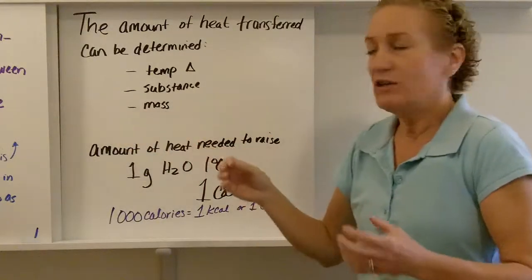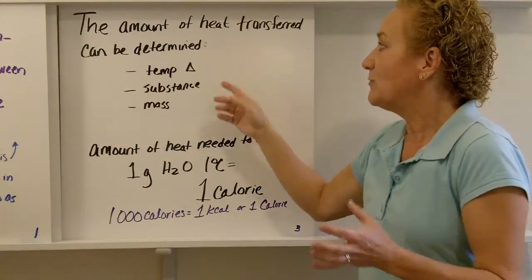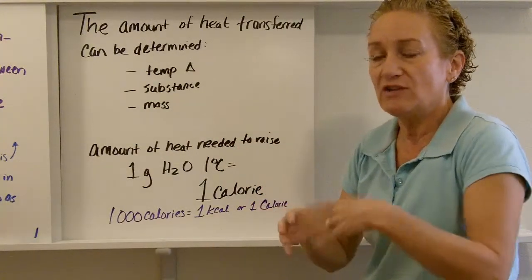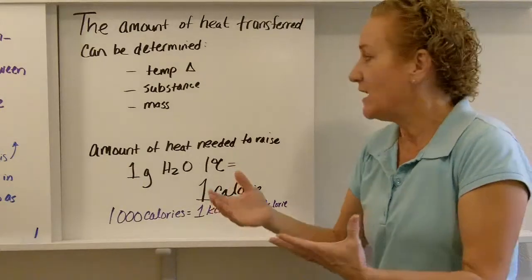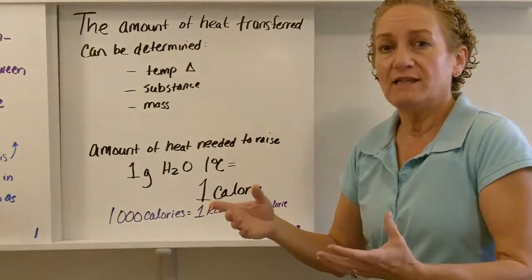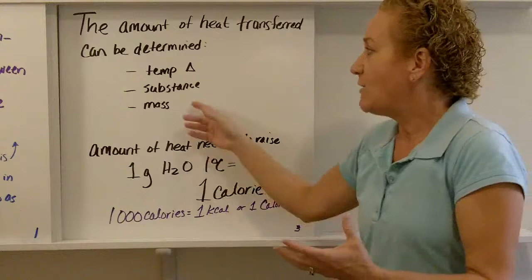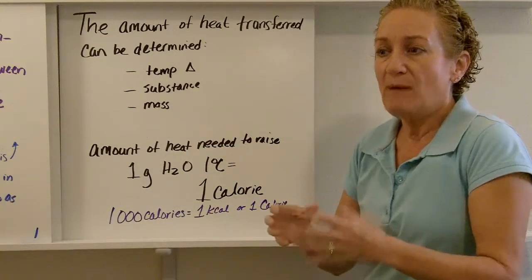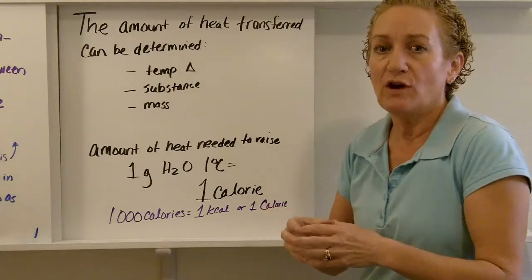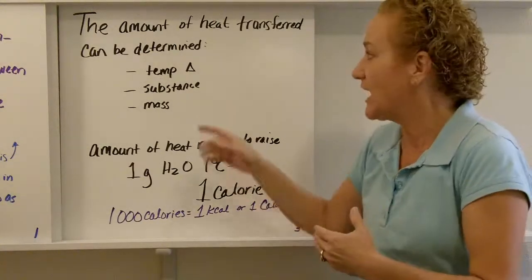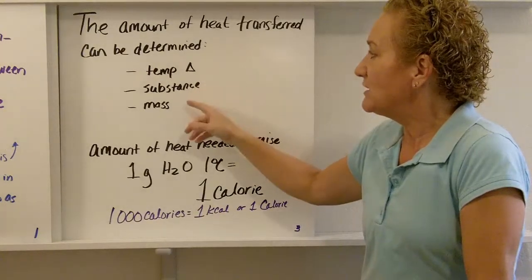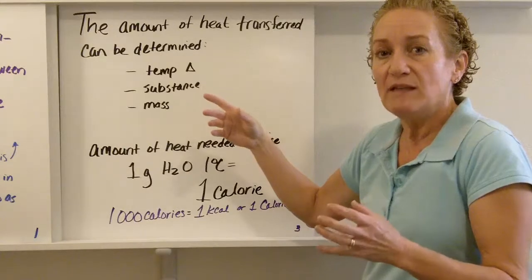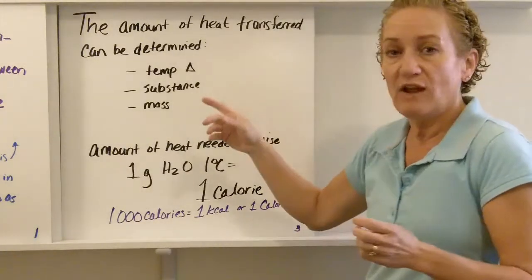We can actually calculate how much heat has been transferred from one object to another if we look at a couple of different things. We have to look at the temperature change. Where did it start out and where did it end up? We have to look at what it is, because that's going to make a big difference. And we have to look at how much of it we had. So if we have a bathtub of water versus a swimming pool of water, and they both have the same temperature change, well, the temperature change is the same, the substance is the same, but the mass is significantly different. So you're going to have a big difference in amount of heat transferred.